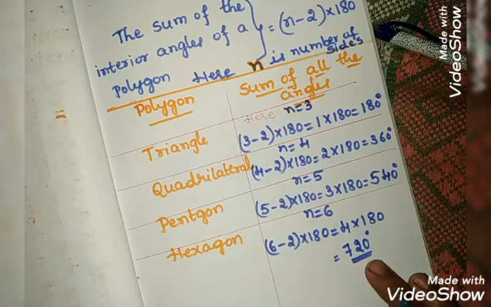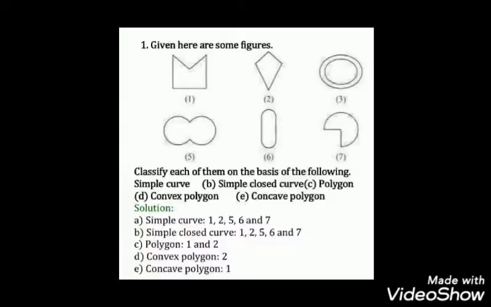So these are all applicable for children. Let us try to solve exercise 4.1. First main you see, given here are some figures. What you have to do? Classify each of them on the basis of the following: simple curve, simple closed curve, polygon, convex polygon, concave polygon. See children, convex, concave, simple curves, closed curves, all we discussed in the earlier classes. So let us try to classify them.